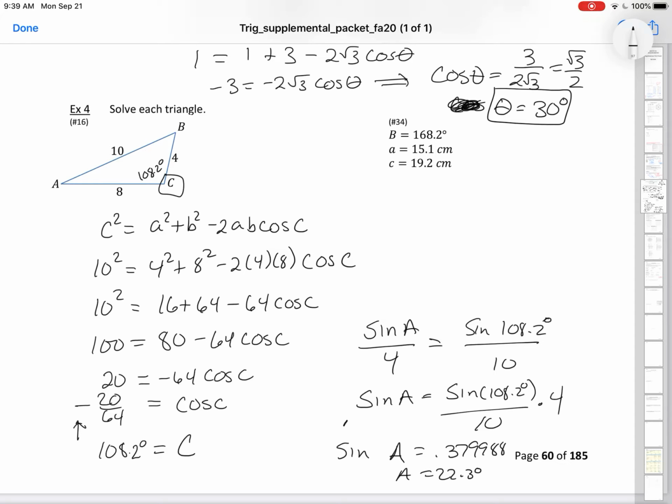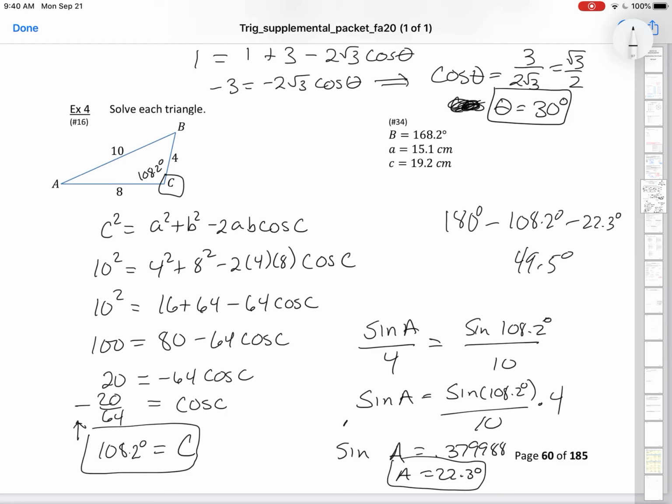Okay, awesome. And then how are we going to figure out B? So now we got C's angle measurement and A's angle measurement. We're going to take 180 degrees, subtract away 108.2 degrees, and subtract away 22.3 degrees. 180 minus 108.2 minus 22.3, and you're going to get 49.5. And that's what angle B is equal to, 49.5 degrees.